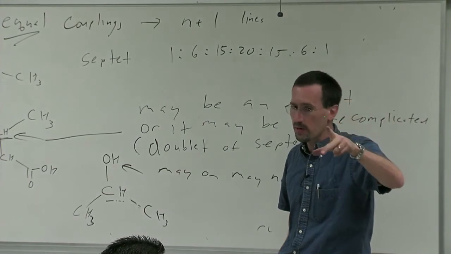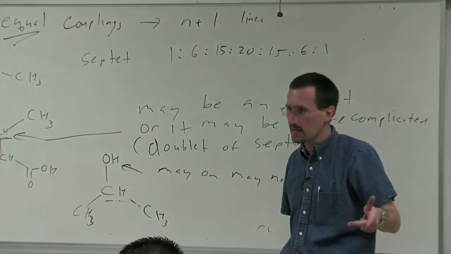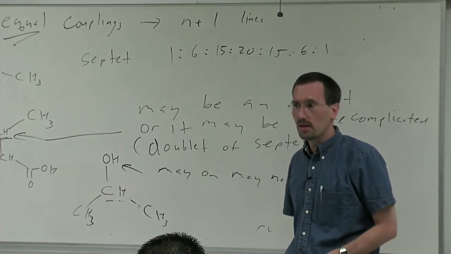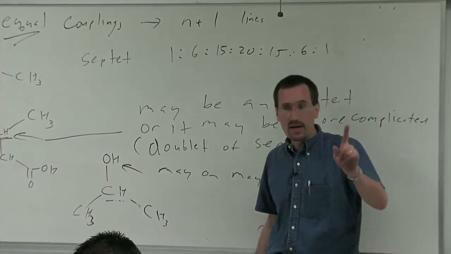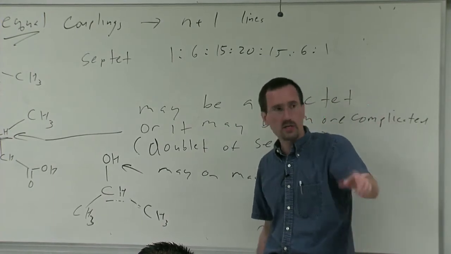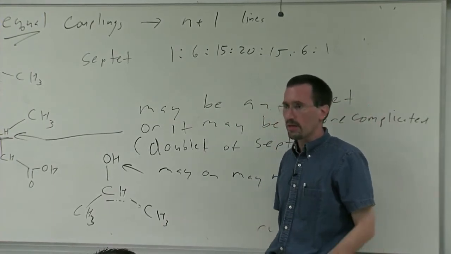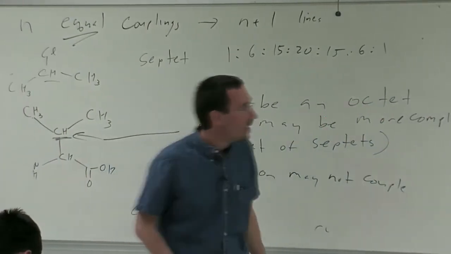There's a very good appendix in the back of your book. I forget whether it's Appendix A or Appendix F at the back of Silverstein. What was the appendix? Somebody looked it up. Anyway, that is a very good place to start. But in general, unless you have long-range coupling, we'll get to that in a lecture or two, in general, coupling is going to be through 2 or 3 bonds.